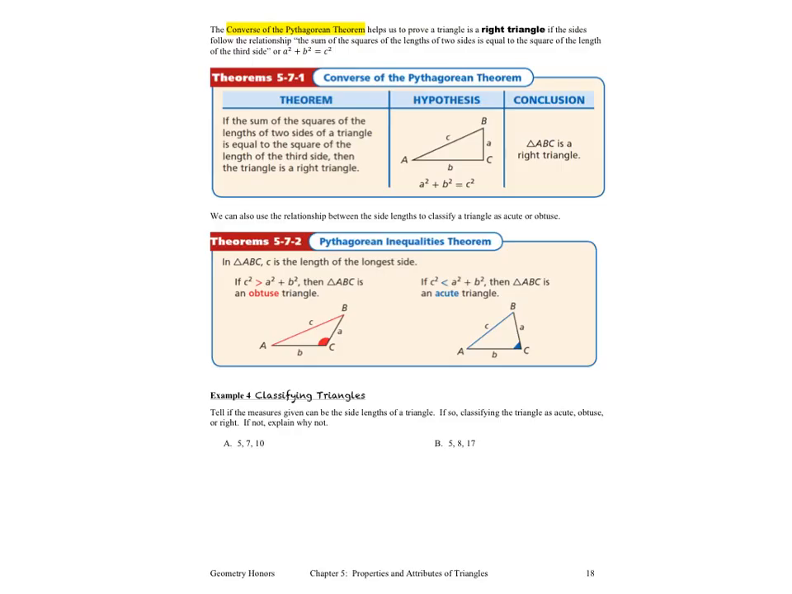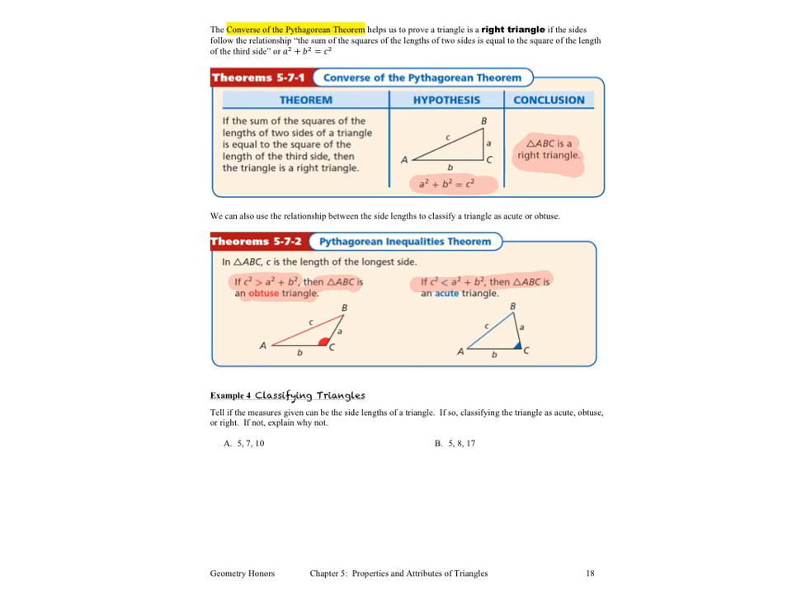So the converse of the Pythagorean theorem says that if a squared plus b squared equals c squared, then we know it must be a right triangle. And the Pythagorean inequalities theorem states that if c squared is greater than a squared plus b squared, then ABC is an obtuse triangle. And if c squared is less than a squared plus b squared, then triangle ABC is an acute triangle. We're considering c as the length of the longest side.